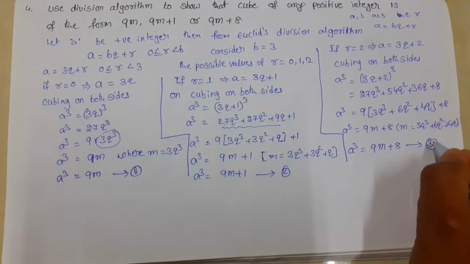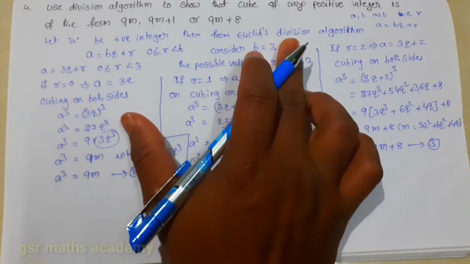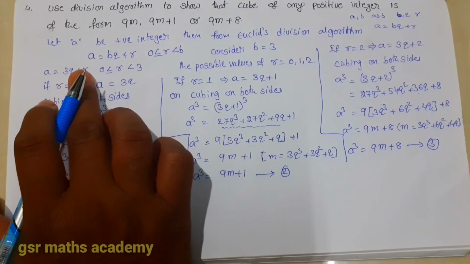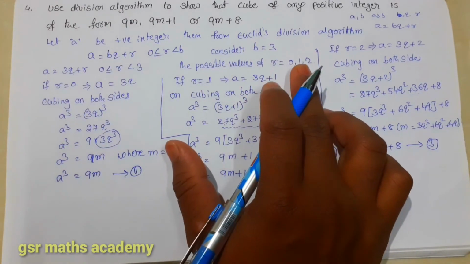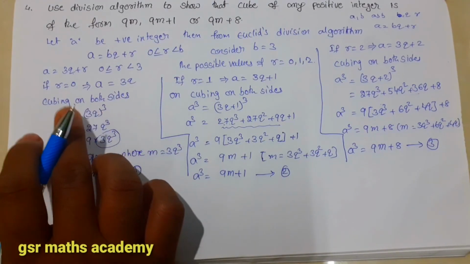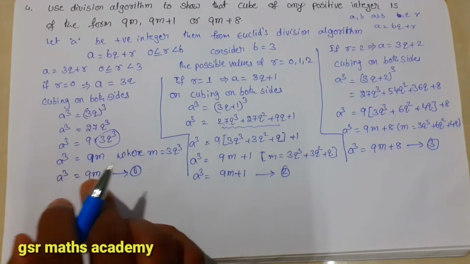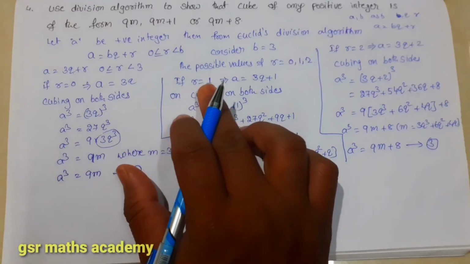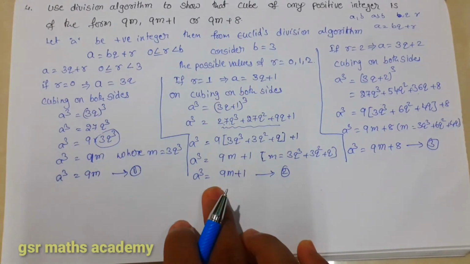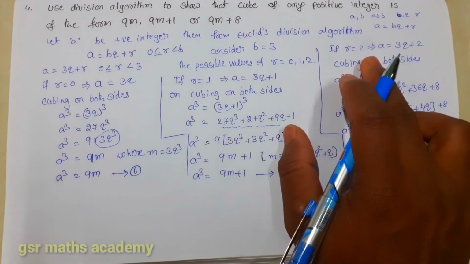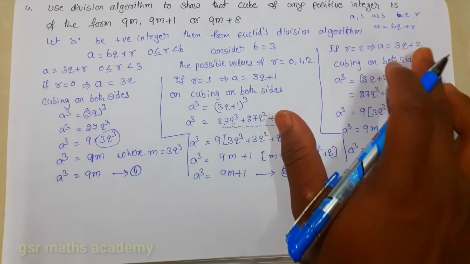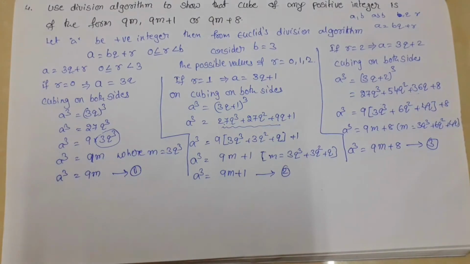This is the third equation. Now if you observe, any positive integer a can be written as 3q plus r, where the possible values of r are 0, 1, 2. If r is equal to 0, the positive integer can be written as 3q, and on cubing, the cube can be written as 9m. Similarly, if r is equal to 1, then the positive integer is 3q plus 1, and its cube can be written as 9m plus 1. And if r is equal to 2, the positive integer becomes 3q plus 2, and on cubing, its cube can be written as 9m plus 8.